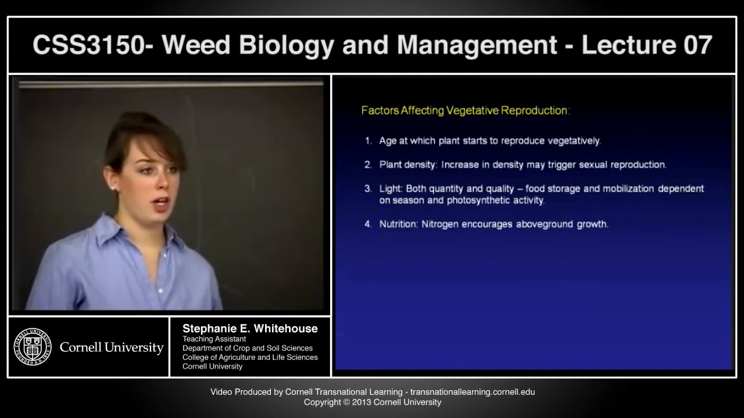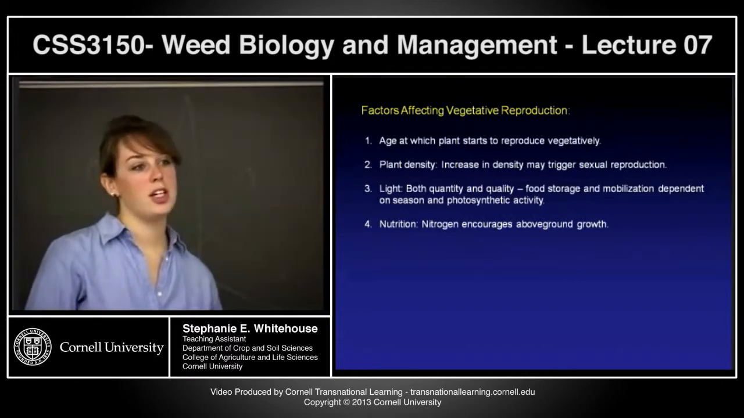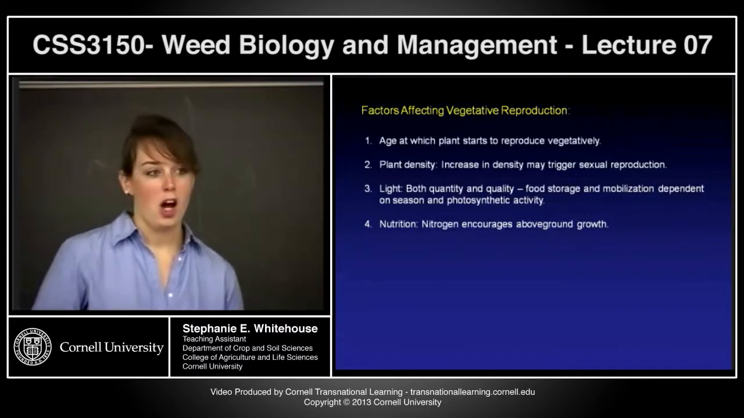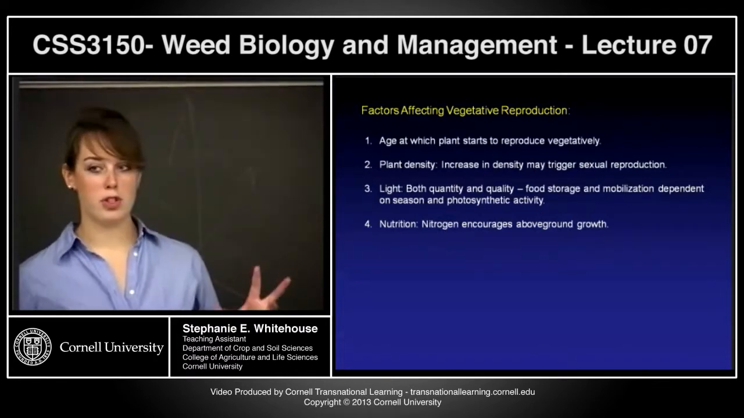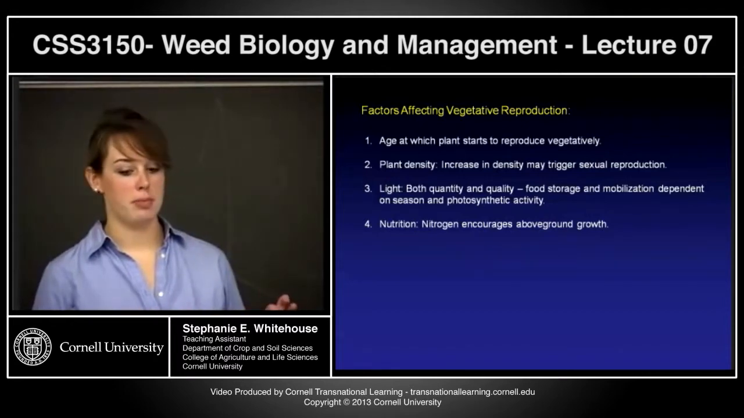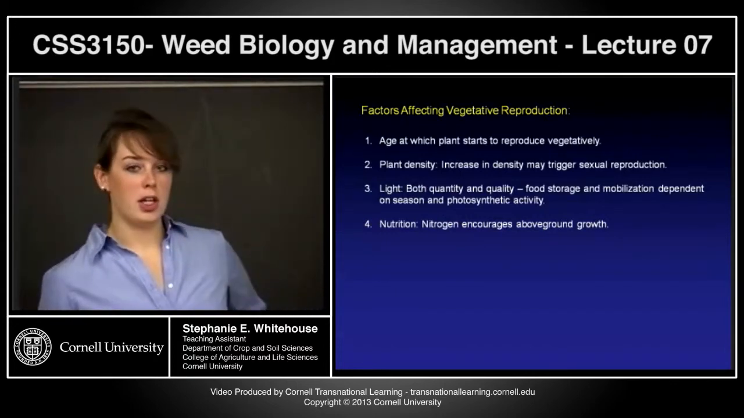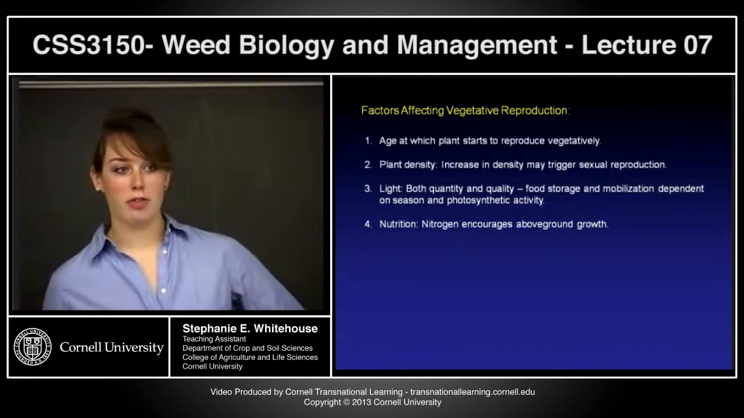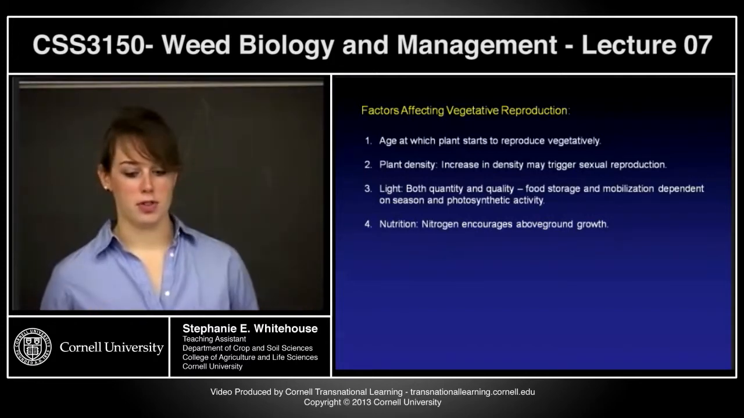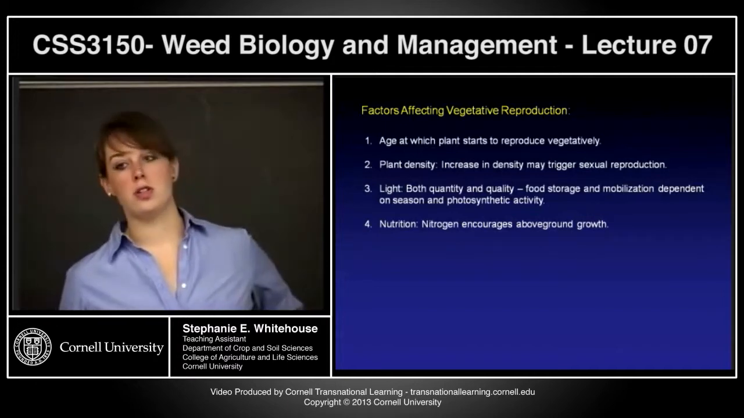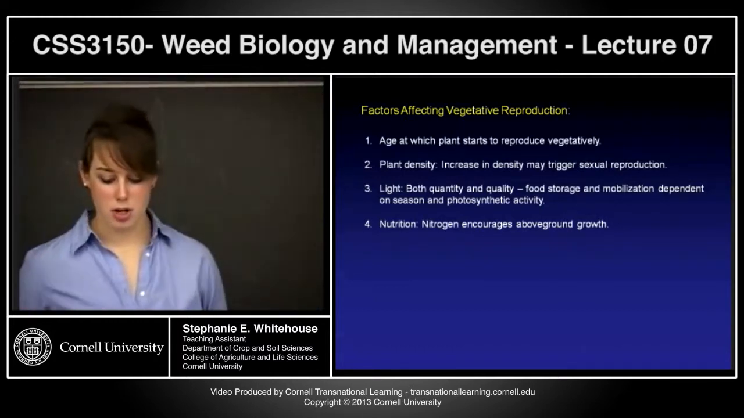So some factors have a real effect on the success of vegetative reproduction. They vary with age. If your seedling or plant is pretty new, it might not be all that successful. Plant density also matters: having too many plants in an area might trigger sexual reproduction, so it might cause your perennial to bolt. Light quality and availability can also be a factor. If you don't have enough, you might not be able to make those resources through photosynthesis to create really large tubers or effective stolons. And nutrition is always an issue you need to be concerned with. Is there enough nitrogen in your system, or enough of the other nutrients you would need in your soil to truly be effective?